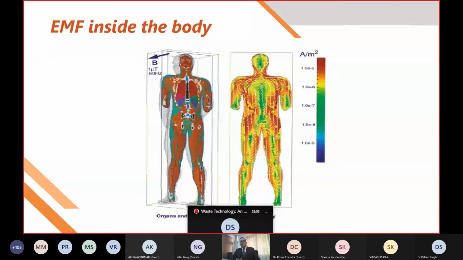Why is our body interacting with external electromagnetic fields? Why should we bother about this? Other materials, like a table or a chair, nothing happens in them. Why is it interacting with our own body? Why?